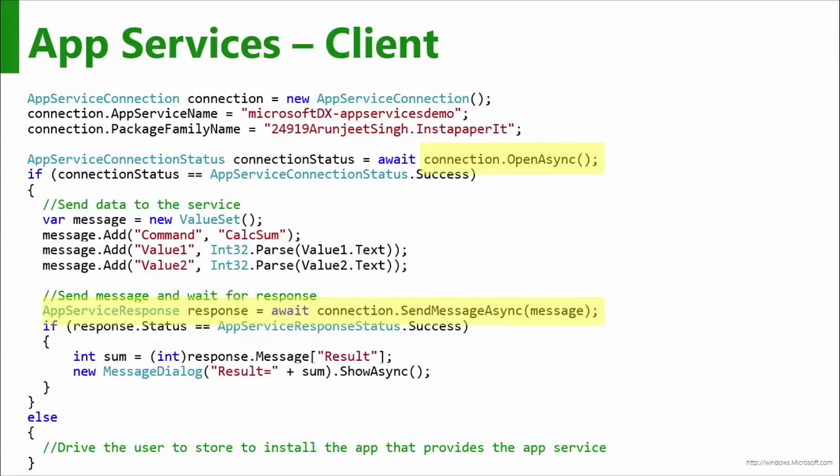So what you're doing is you're sending a package of data over to the service, and you use SendMessageAsync to do that. If you get a success status back from that, it's an awaitable, so you wait for the result to come back from the app service. The result comes back from your app service, and then you can carry on and do stuff with it.